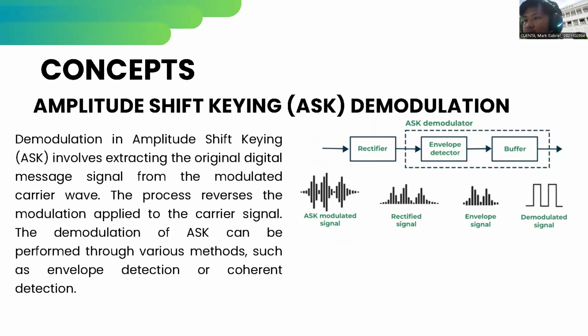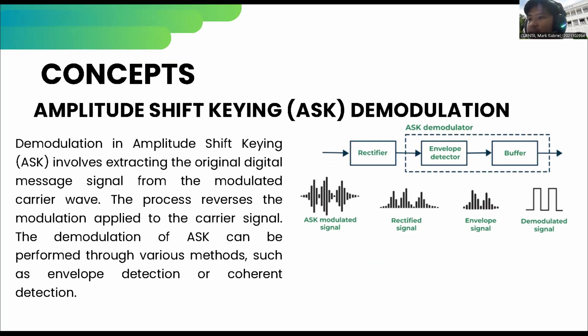Moving on to the demodulation process. The diagrams explain how the received ASK signal passes through a rectifier, then goes to an envelope detector and filter in order to recover the original digital signal. The graph also shows the transformation of the waveform from the modulated carrier into the recovered binary output.